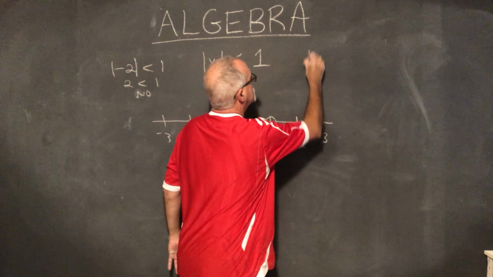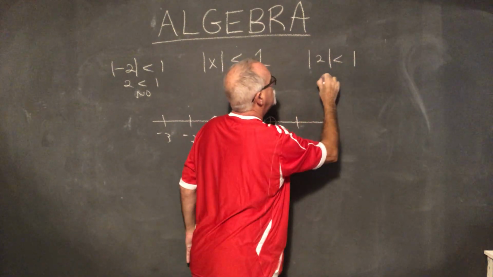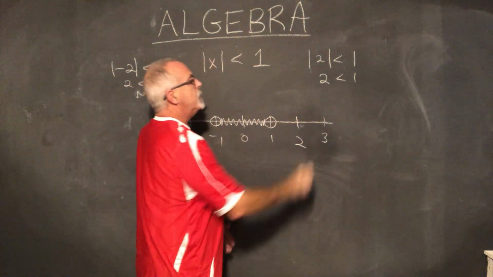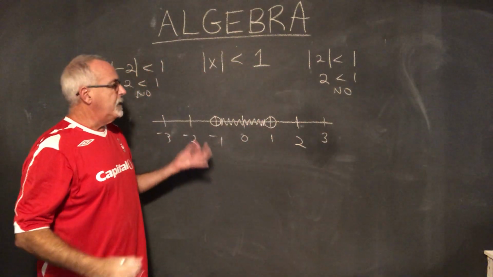How about positive 2? The absolute value of positive 2, is that less than 1? The absolute value of positive 2 is 2. Is 2 less than 1? No. So I didn't shade where the 2 is, and I'm feeling more and more confident.